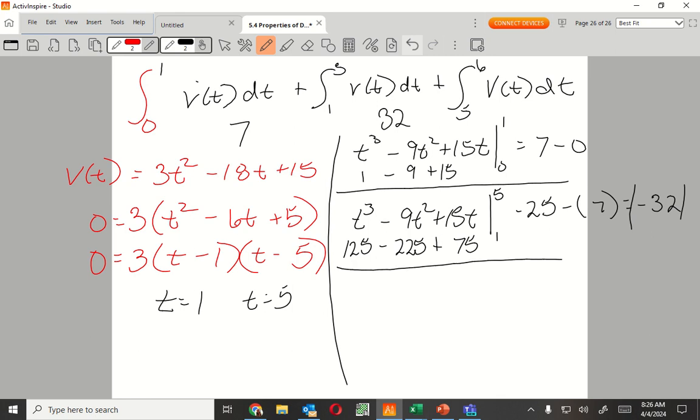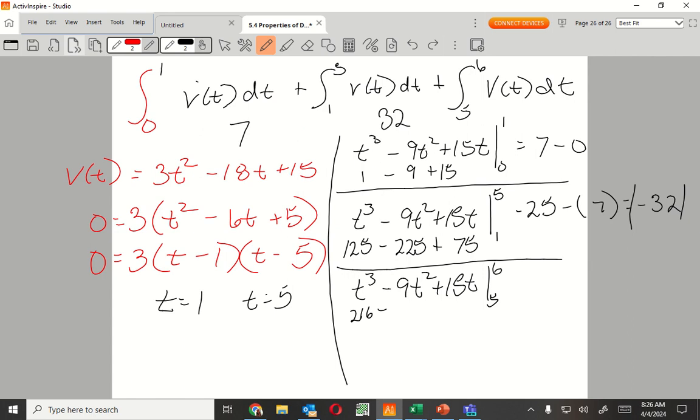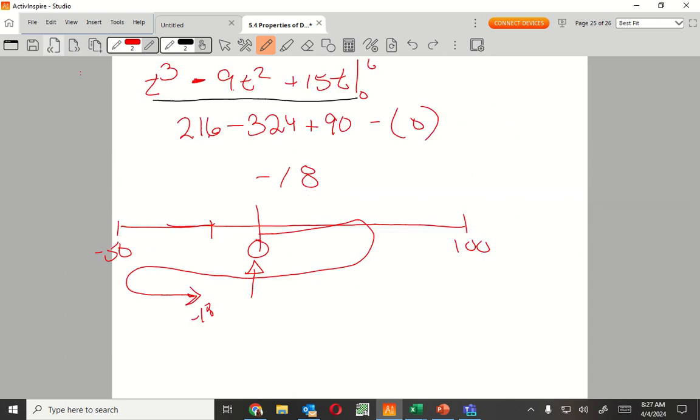All right, next one here. So my last one right here, it's going to be t cubed minus 9t squared plus 15t from 5 to 6. My upper bound at 6, what do you say that's, 216? 6 to the third, 216. Minus 9 times 36 was negative 324. And plus 15 times 6, which we said was 90. There you go.